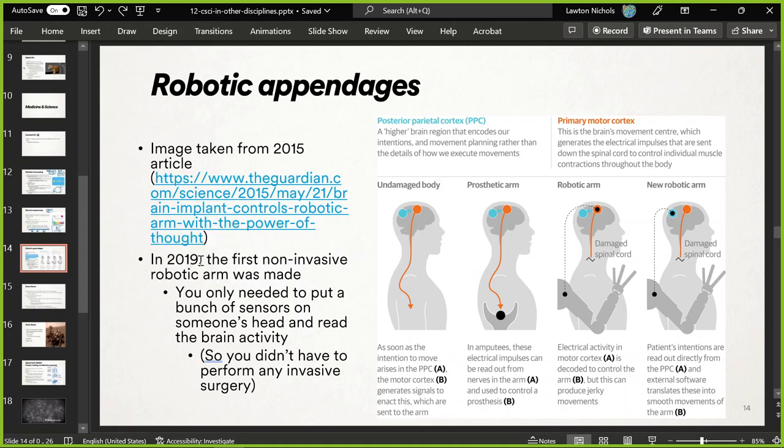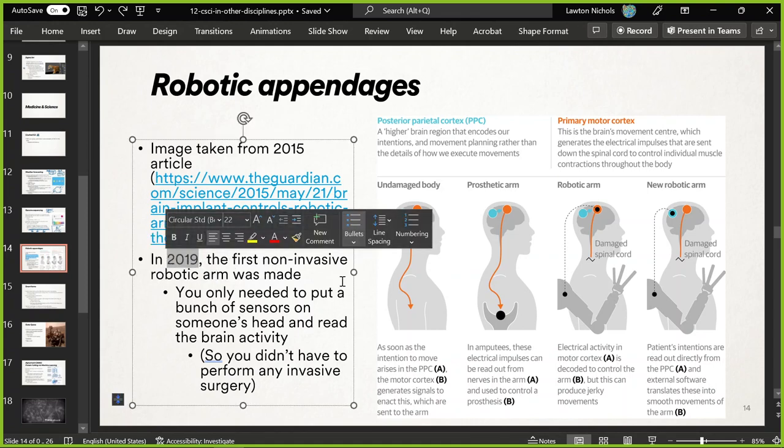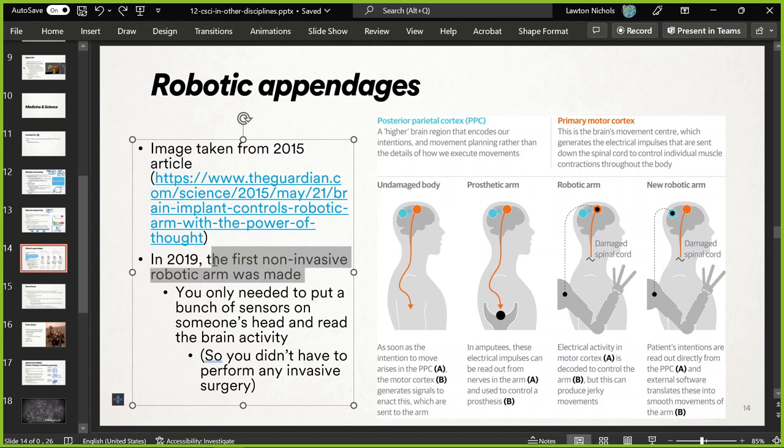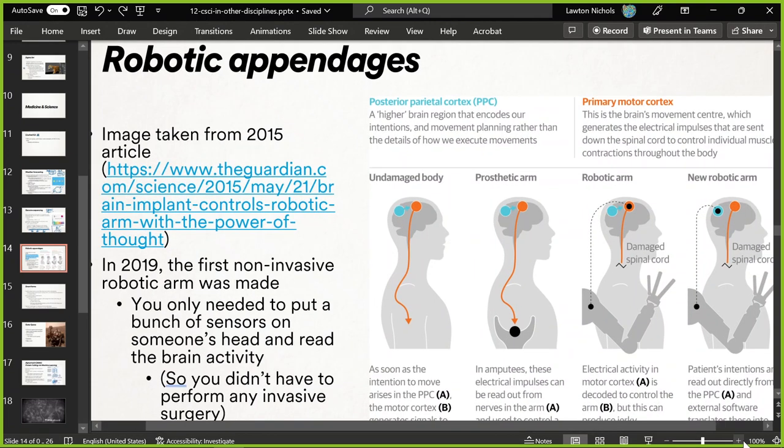more recently, in 2019, we made the first non-invasive robotic arm that only needed sensors, no invasive surgery. Everything was amazing, and you can control that arm.